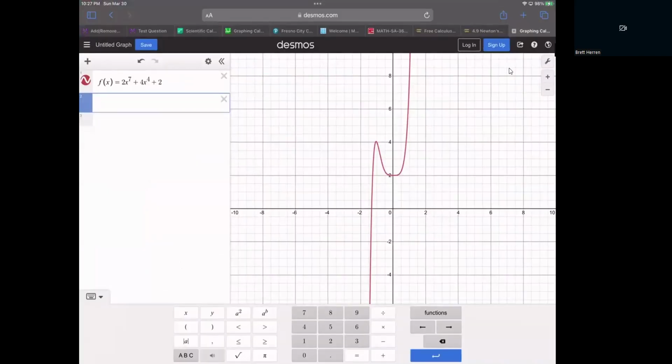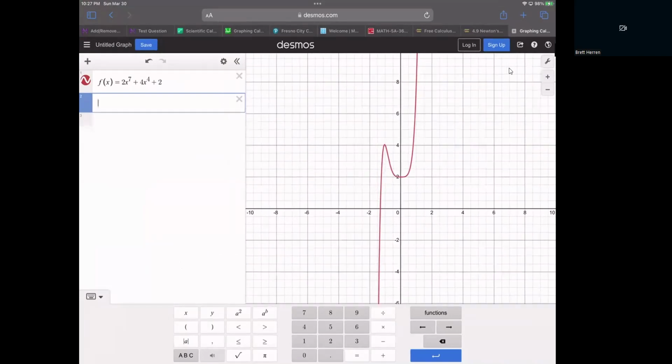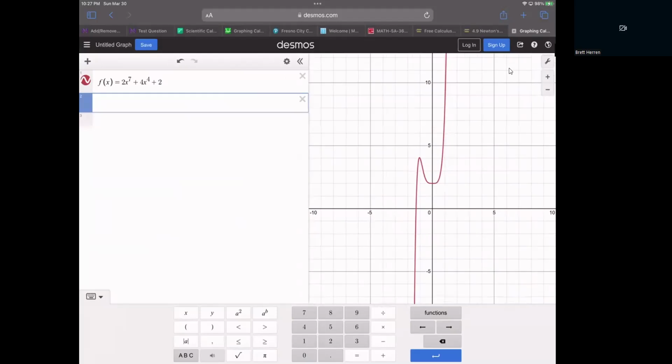Now I typed in the function on the first line. So there's the function, 2x to the 7th plus 4x to the 4th plus 2, and then it graphed it for us. On the second line, I'm going to expand this to the right. Give me some room here.